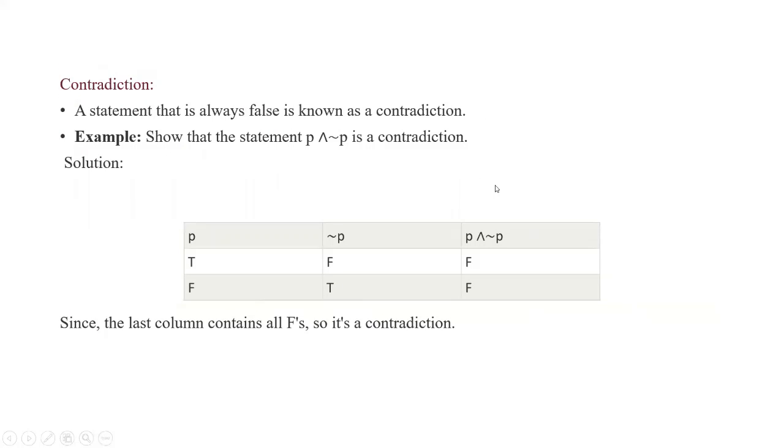And what is a contradiction? A statement that is always false is known as a contradiction. That is, the last column is always false. The last column contains all F values, so all truth values are false. See here, this is false and this one is false. So all truth values in the last column are F, so it's a contradiction.